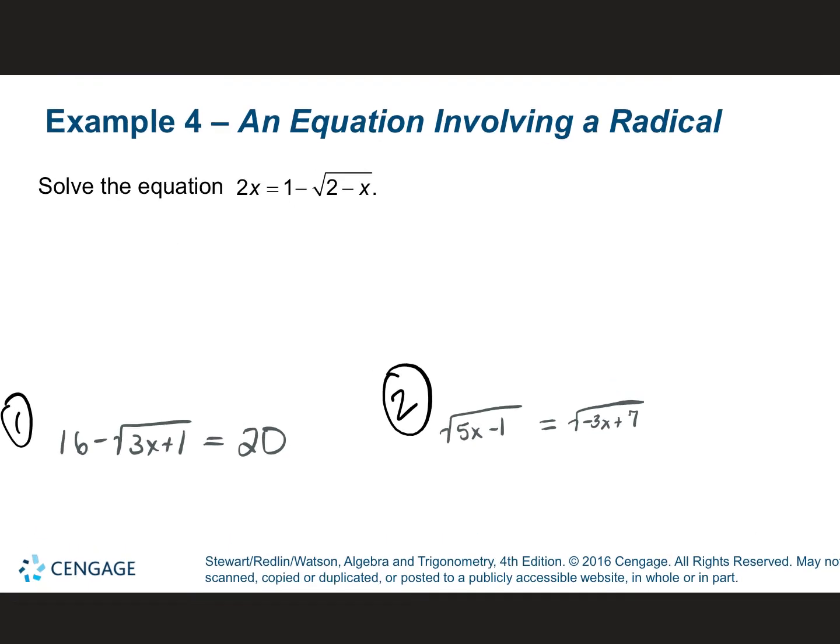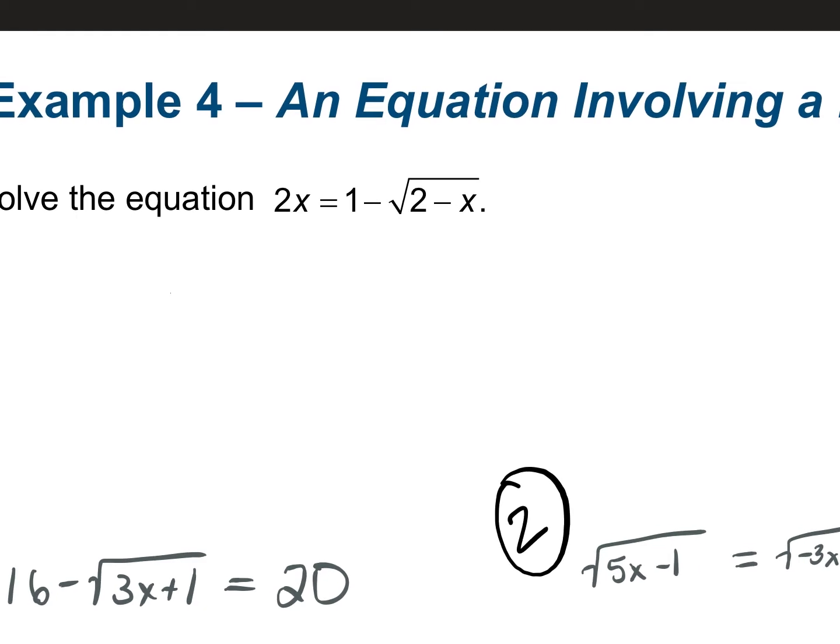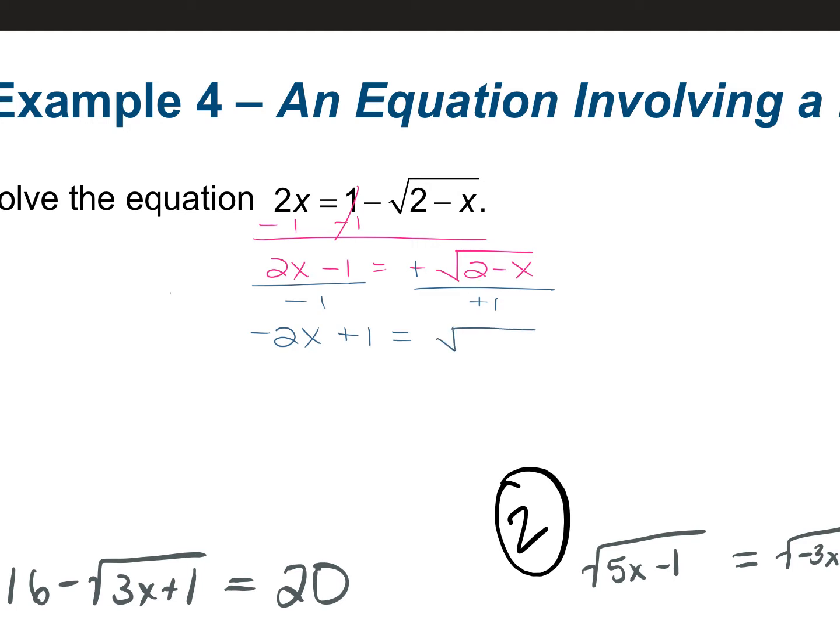For your first example, you have 2x is equal to 1 minus the square root of 2 minus x. So again, we're going to first isolate that square root of 2 minus x. So we're going to move that 1 over first, so we'll subtract it from both sides. And this is going to give us 2x minus 1 is equal to the opposite of the square root of 2 minus x. We don't want that negative in front of that square root, so we're going to divide out that negative, which means each term changes their sign. So it's going to give you a negative 2x plus 1 is equal to the square root of 2 minus x.